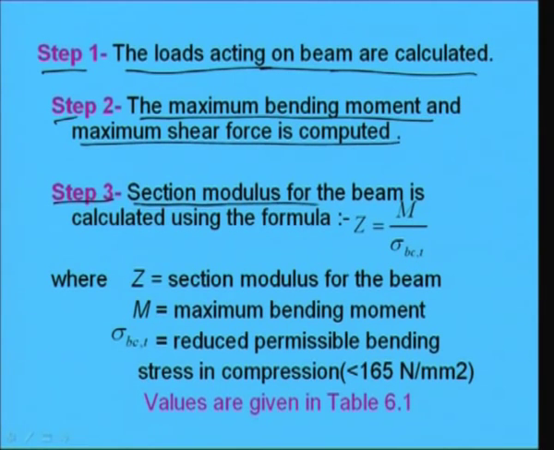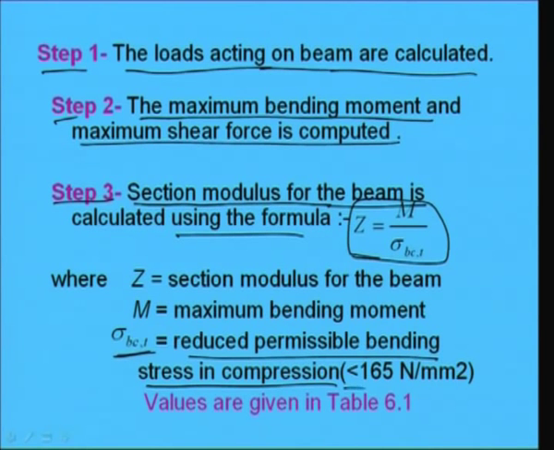We will find out the section modulus for the beam using the formula Z is equal to M by sigma bc or sigma bt. Now, as we know, sigma bc will be what? That reduced permissible bending stress in compression, which will be less than 165, right? So, from here, first we will assume some approximate sigma bc, then we can find out Z, then we can find out the section.